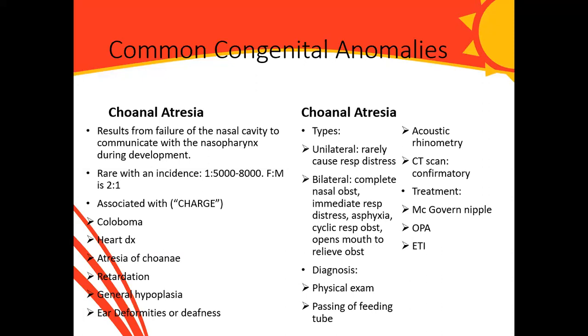There are different types of choanal atresia. We can have unilateral, which rarely causes respiratory distress. You can have bilateral choanal atresia with complete nasal obstruction, with immediate respiratory distress, aphasia, cyclic respiratory obstruction, and this child opens his mouth to breathe.